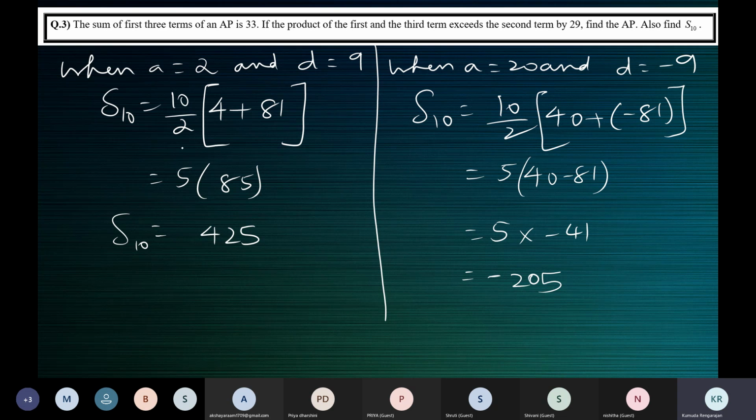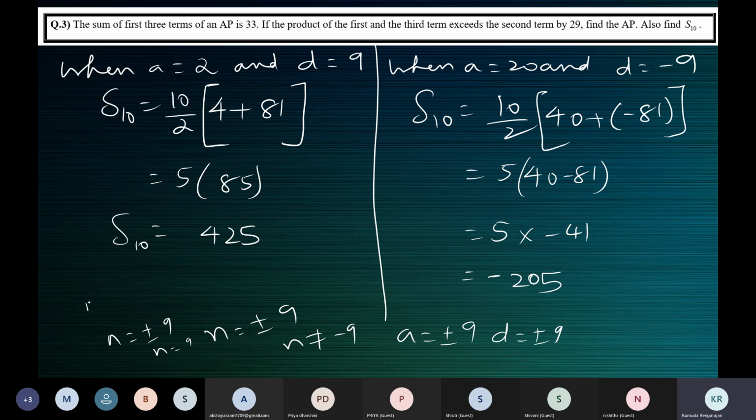If you got N as plus or minus 9, you cannot take minus 9 because N cannot be minus 9. But A can be plus or minus 9. Supposing D also can be plus or minus 9. N cannot be plus or minus 9. N can be only 9. The number of terms cannot be negative.